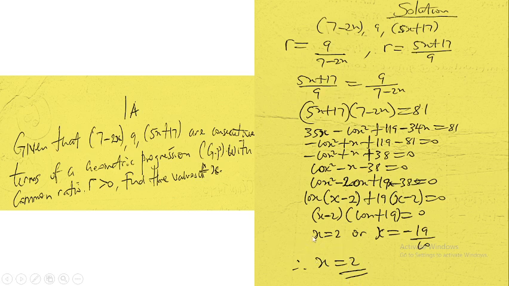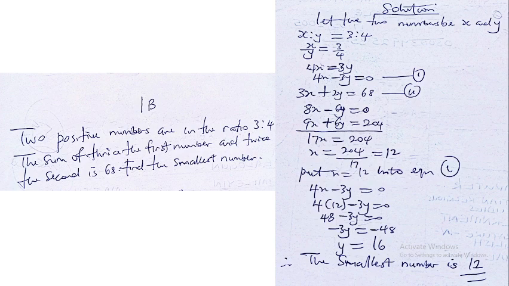Don't forget, we are solving WAEC 2022 general mathematics questions, and we are solving the theory part of it now. You have just solved question number 1A. We are moving to question number 1B right now. Question number 1B is what you are seeing on the screen, which says that two positive numbers are in the ratio 3 to 4. The sum of thrice the first number and twice the second number is 68. Find the smallest number. This question is a word problem, and it's also on ratio.